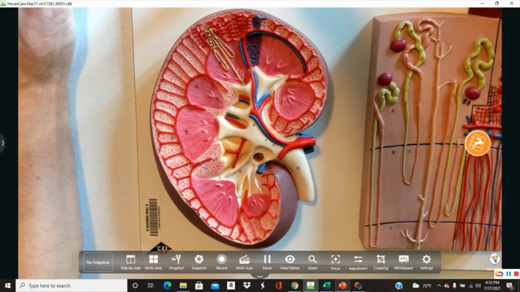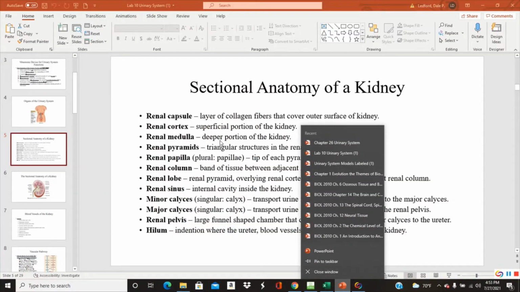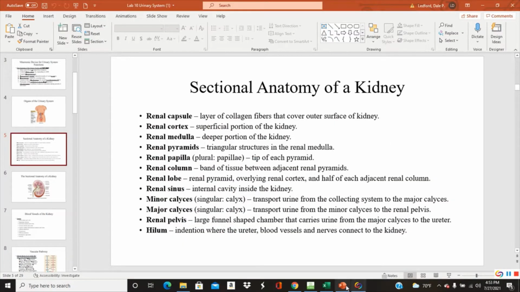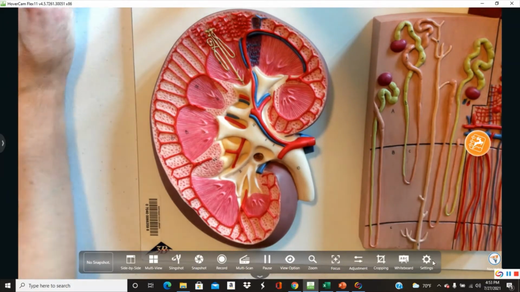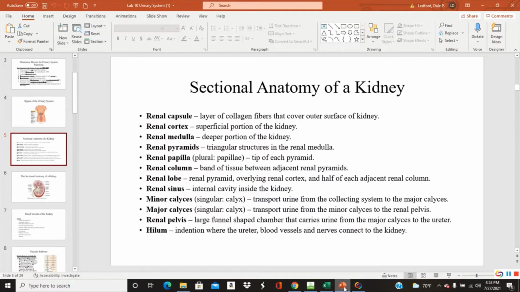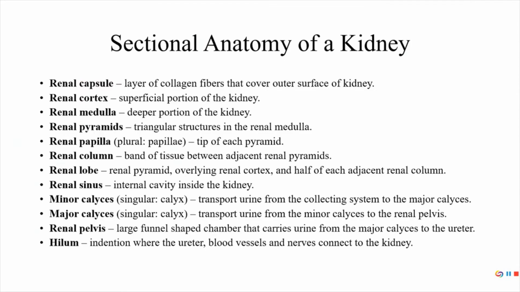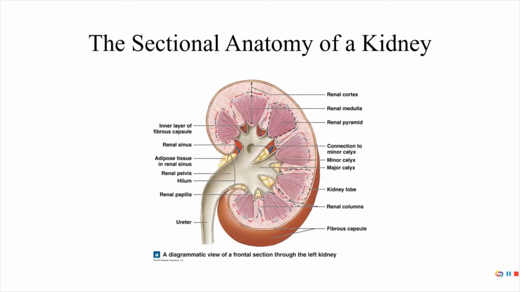Okay. Now, one of the things we want to talk about is the hilum, and the hilum, remember, is simply this indentation here where you have blood vessels, nerves, and the ureter attached. All right. Now, we will continue using this model because there's three things on it that I like to use.